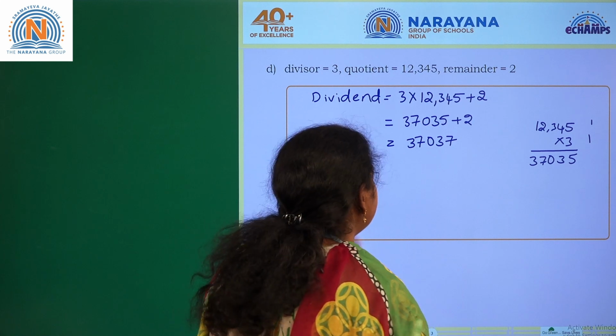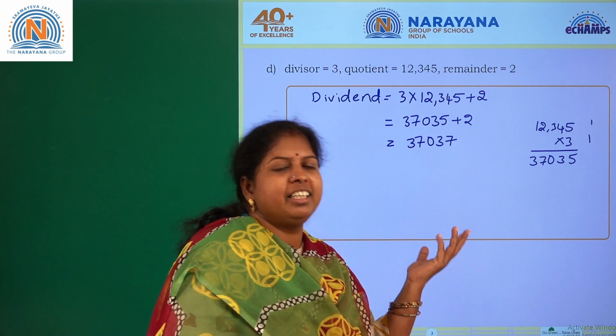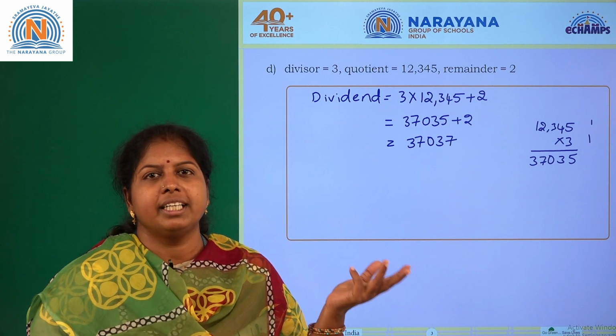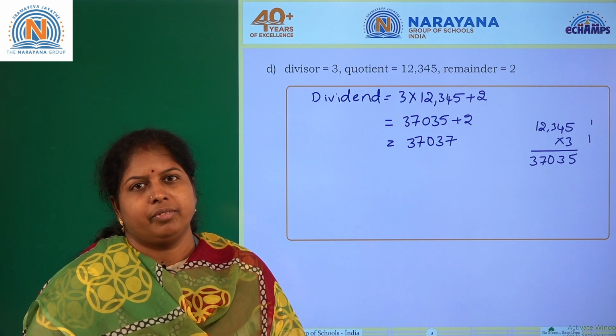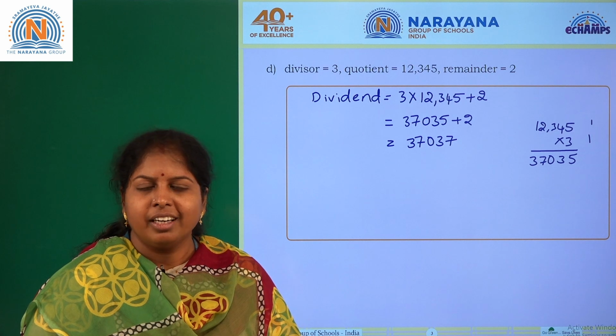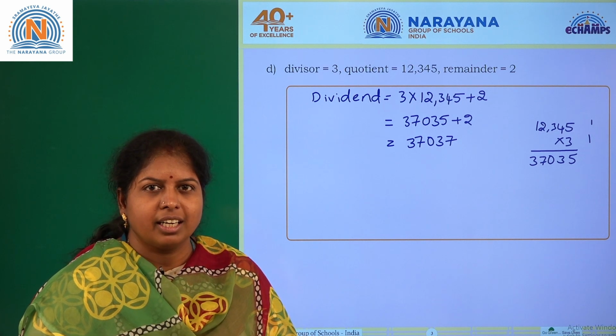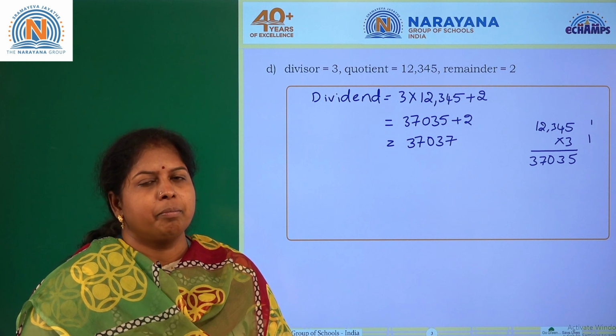Okay children. What is the relation between dividend, divisor, quotient and remainder? Dividend is equal to quotient into divisor plus remainder. This is what you have to remember, this is called the division algorithm. What is the division algorithm? Dividend is equal to divisor into quotient plus remainder.